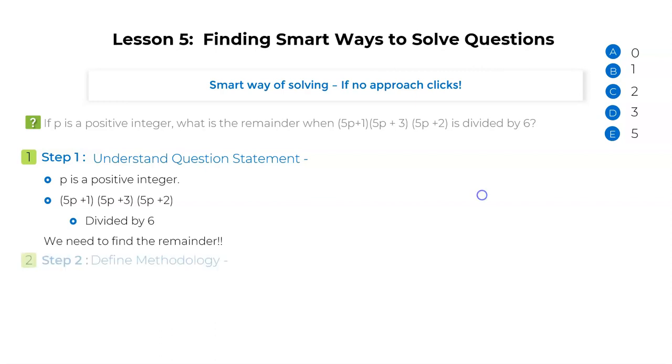But see, you need to find out the remainder, right? So you should ask yourself, can we take some numbers and solve the question? Can we take the values of p as 1, 2, 3 and solve it? Will we get different remainders?